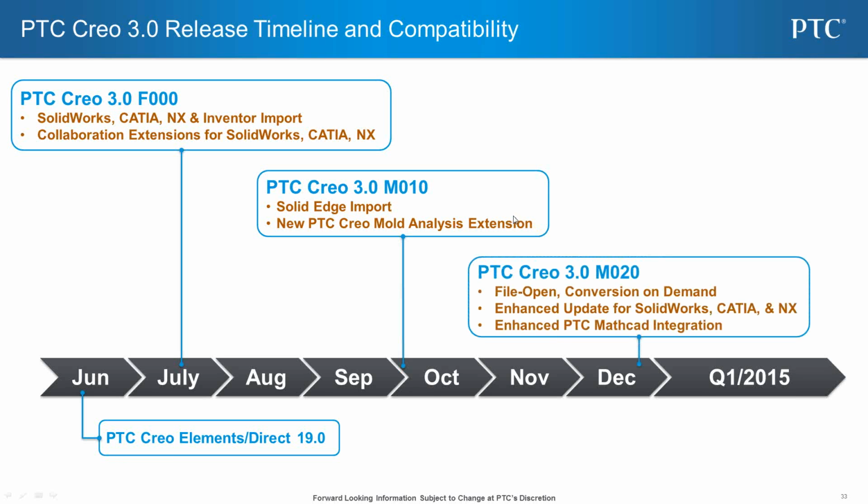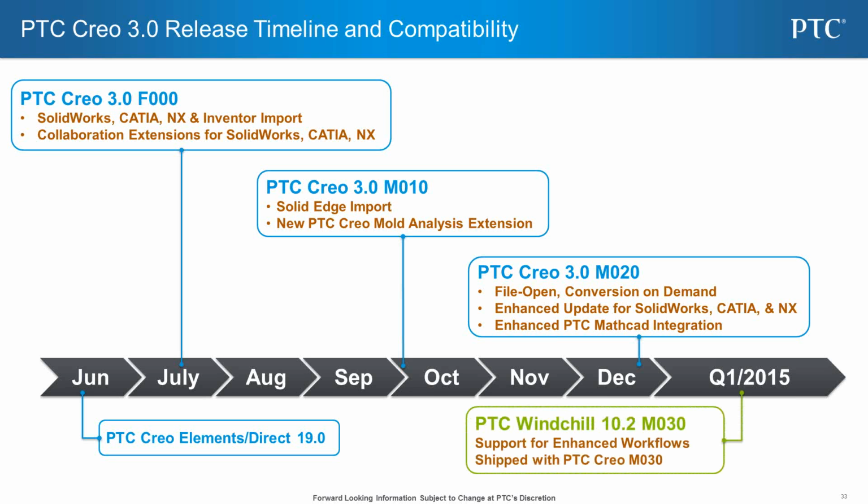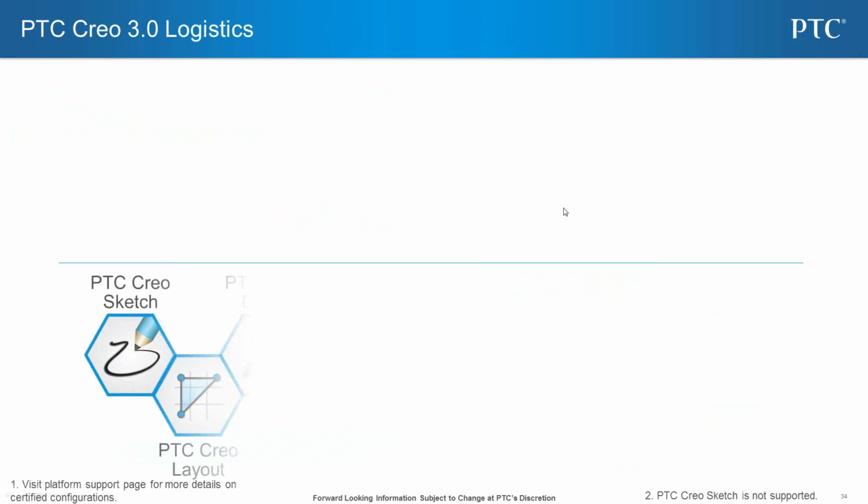Then around December time we'll have M20. M20 will provide the file open and conversion on demand capability that I talked about at the beginning with Unite technology. So that will provide you automatic updates for SolidWorks, CATIA, and NX. And we'll also be introducing the Mathcad integration that I talked about as well. For those of you on Windchill, Windchill 10.2 M30 will be the release where we support the full Unite technology with both Windchill and Creo.